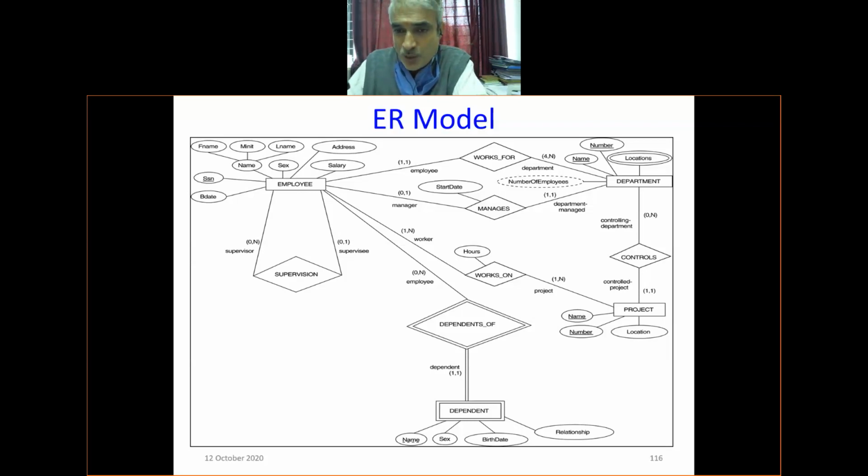Now here, 1,1 is a structural constraint. Now this is an identifying relationship. This is being used to identify this dependent. But how do we represent this in a table? Hope you understood 0,n and 1,1. That's what I wanted to tell, a little bit of that, not in depth, right? So get in touch with your DBMS course teacher and look into that.